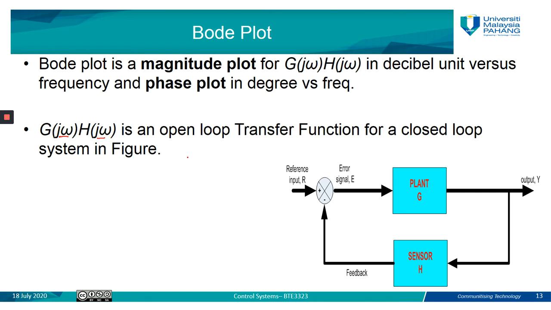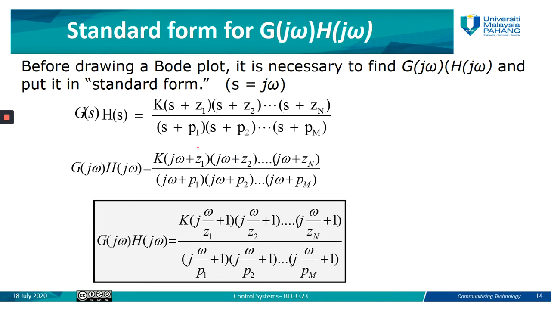So we are going to focus more on converting our transfer function to some specific standard form before going to draw the Bode plot. So as you can see here, there is a standard form for writing G of j omega, H of j omega. Here, why do we have this? Because we said this when we talked about the closed loop transfer function.